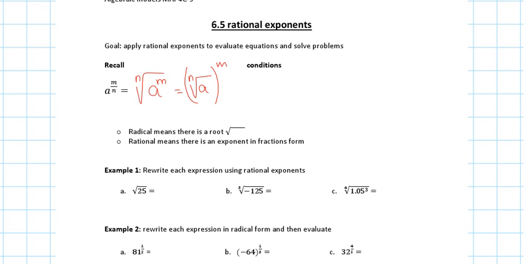So I have to have conditions for n, m, and a. Number 1, the condition is n has to always be a positive number, because you can't take the negative root. There's no such thing as the negative square root. So n has to always be a positive integer. It always has to be a whole number. That's why we call it an integer.